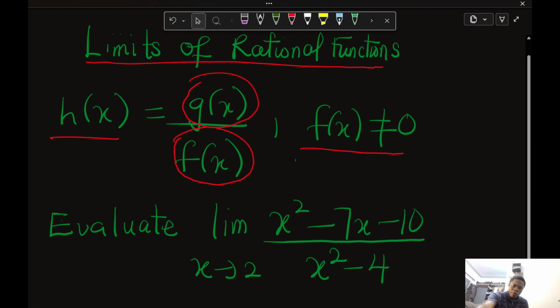Why are we saying that f of x shouldn't be equal to 0? Anytime you have a function with its denominator equal to 0, it means the function is considered undefined. So the function is no more defined the moment the denominator is equal to 0. So anytime you have a function in the form g of x over f of x, that is a polynomial divided by another polynomial, the function is called a rational function.